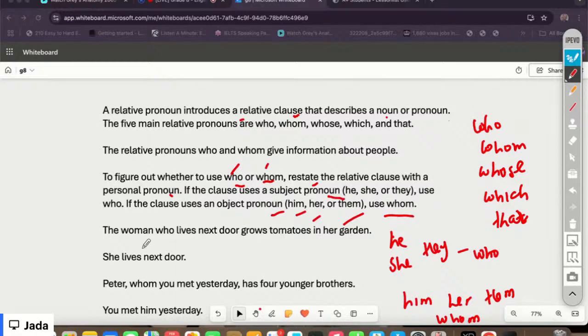So we have: the woman who lives next door grows tomatoes in her garden. Now, for the woman, you can say she lives next door. That's a subject pronoun, which is correct. Then you also say, Peter, whom you met yesterday, has four younger brothers. You can switch the sentence and say, you met him yesterday. So you use whom. All right.